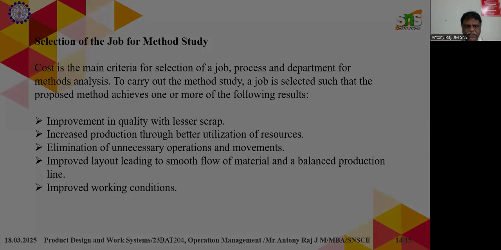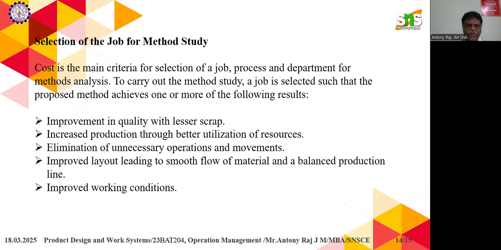Now, selection of the job for method study. Cost is the main criterion for the selection of the job, process, or department for method analysis. To carry out the method study, a job is selected such that the proposed method achieves one or more of the following results: improvement in quality with less scrap, increased production through better utilization of resources, elimination of unnecessary operations and movements, improved layout leading to smooth flow of material and a balanced production line, and improved working conditions.